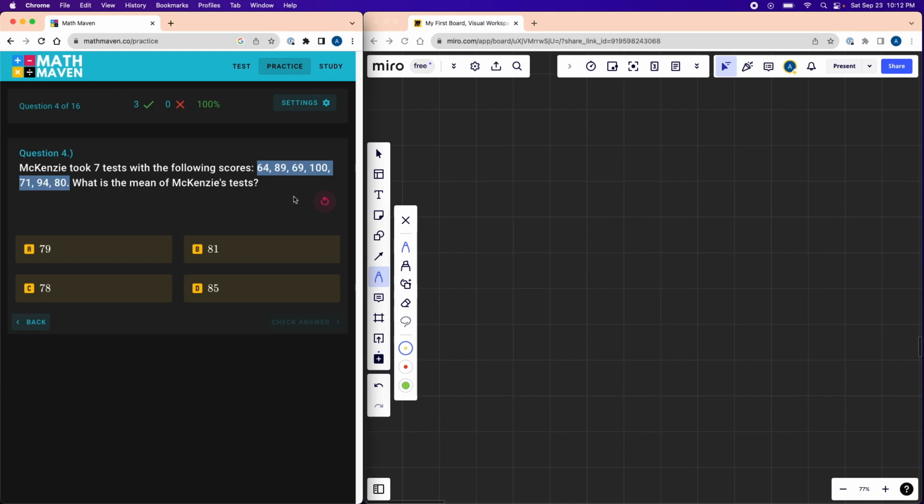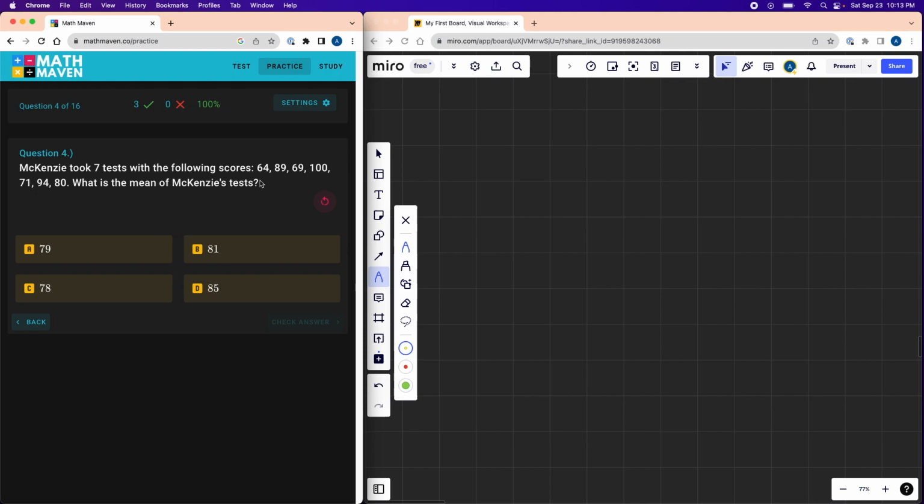All right, so let's see, we have 1, 2, 3, 4, 5, 6, 7 tests here. The question even tells us we have 7 tests here. So we are going to add up all these numbers together and then divide that sum by 7, and that should be the average of all these 7 scores. So let's go ahead and work through that together now.